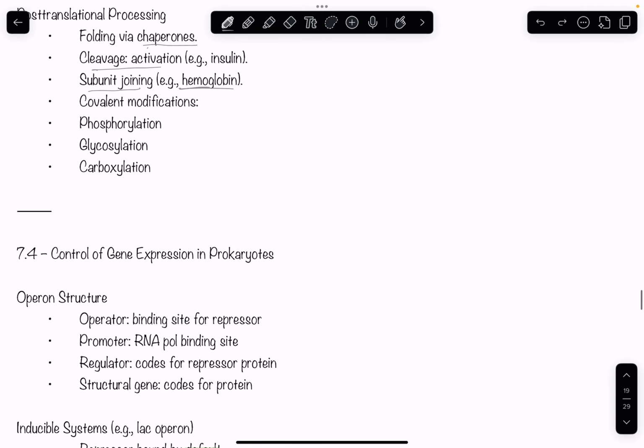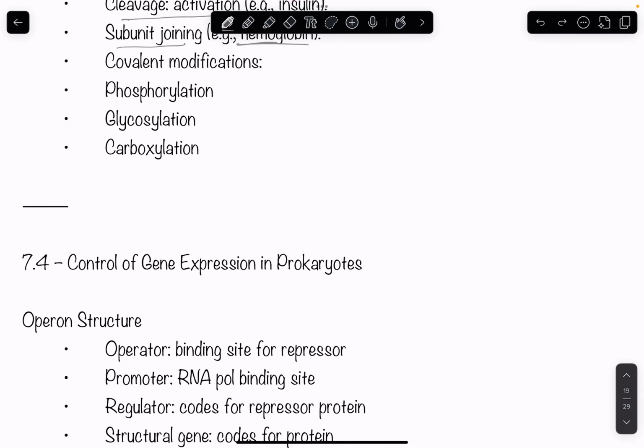And next, we're going to go over control of gene expression in prokaryotic cells.